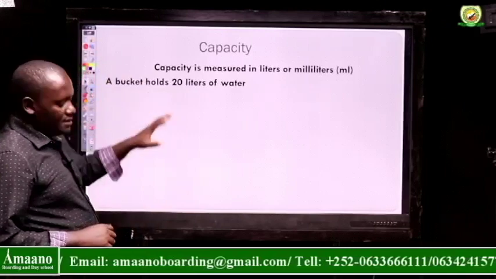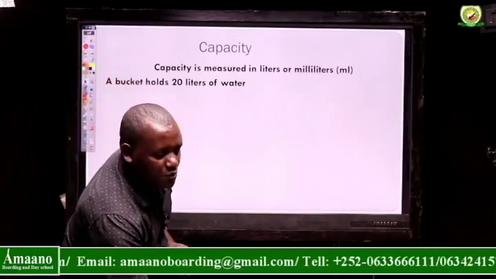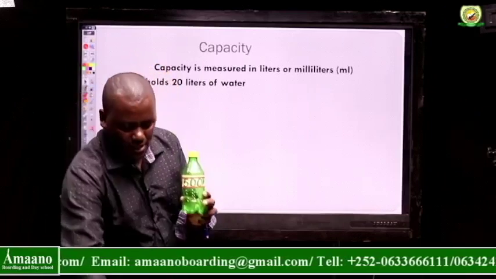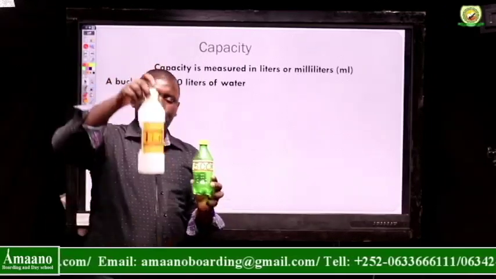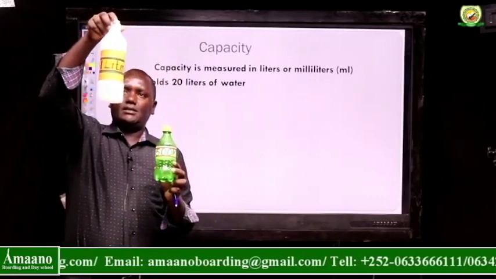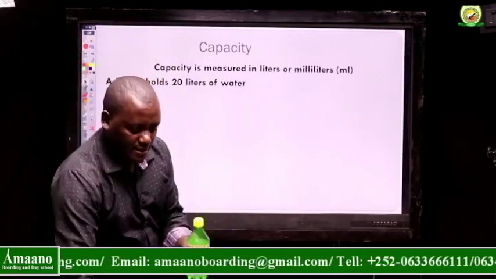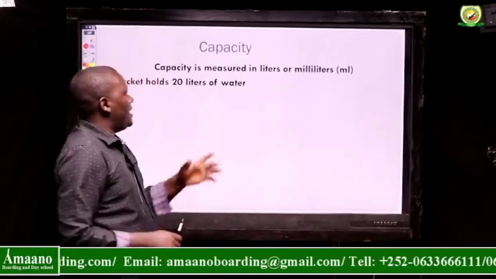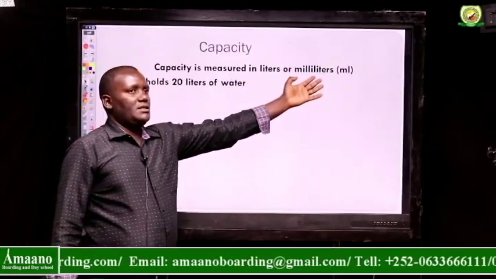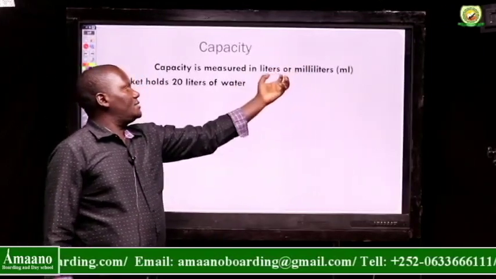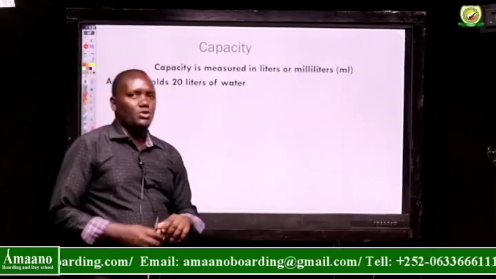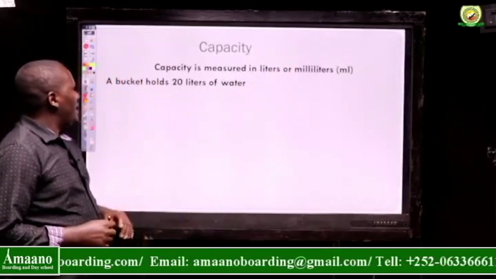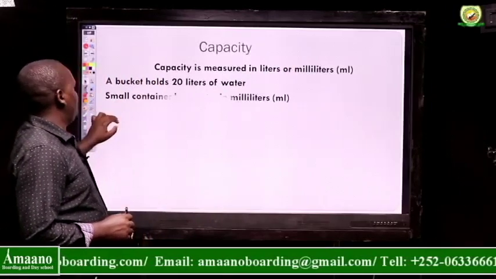Now let's look at these bottles again. This small bottle, that's 500 ml, holds less water than this bottle that is written 1 liter. This tells us that those bottles that hold an ml amount of liquid hold less compared to those bottles that hold the measurement in liters.